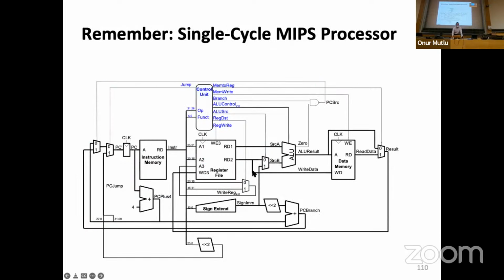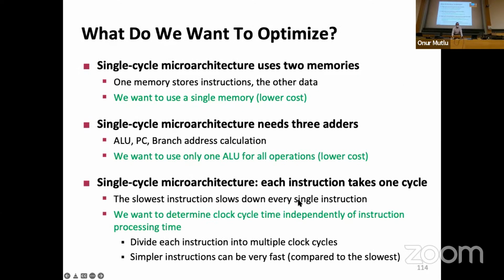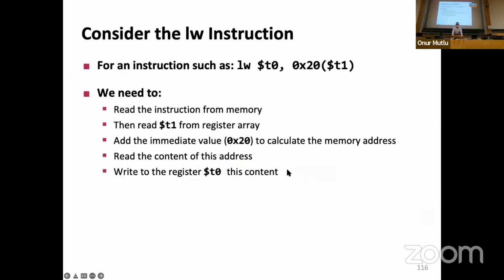So if you go back, there's 1 ALU over here, 1 adder or ALU over here, and another ALU over here. So we're going to reduce that to 1. And in single cycle microarchitecture, as we discussed, each instruction takes 1 cycle. We want to fix that. We already discussed all of these, and this is just for your review. We want to divide each instruction into multiple clock cycles, and simpler instructions can be very fast this way. Okay, let's take a look at how we construct it.